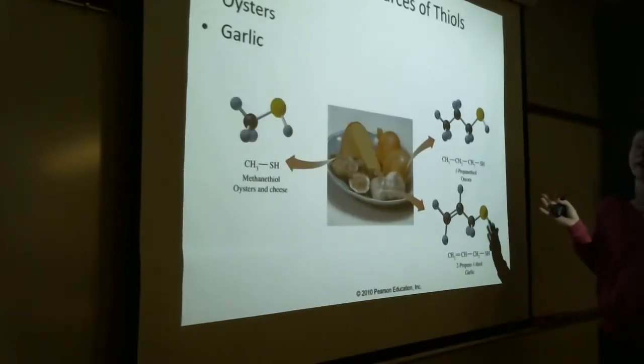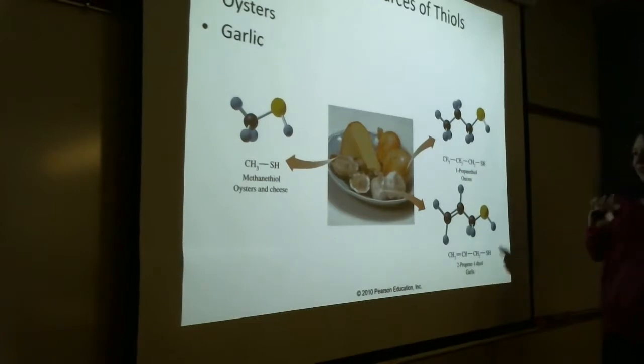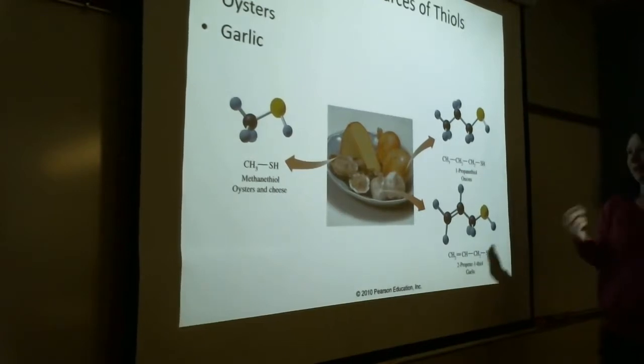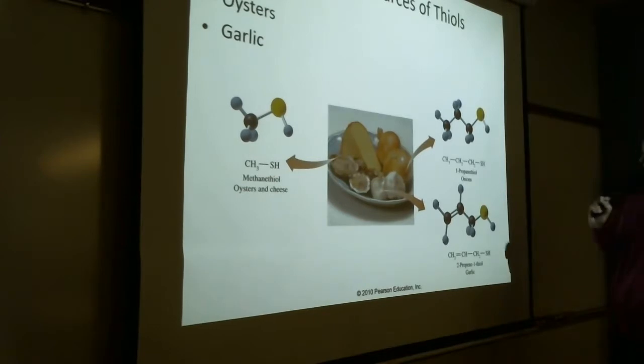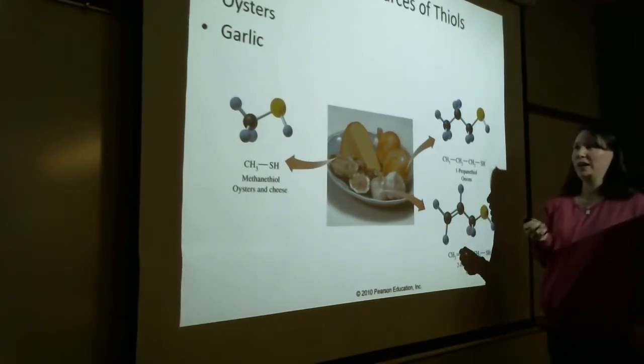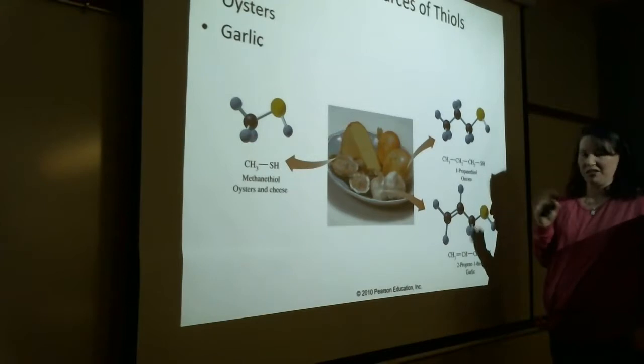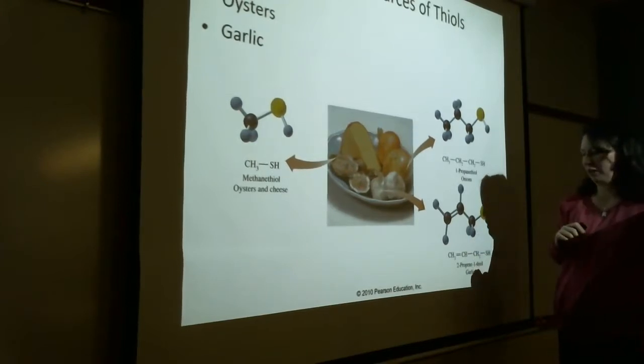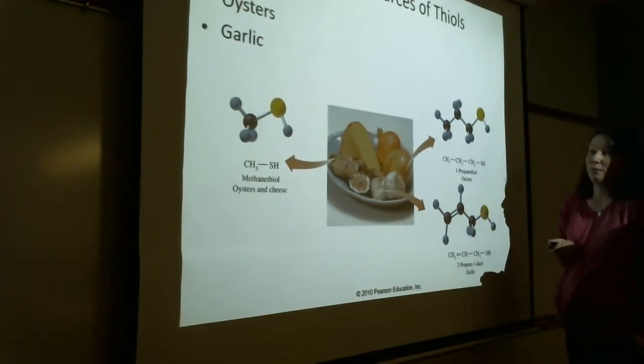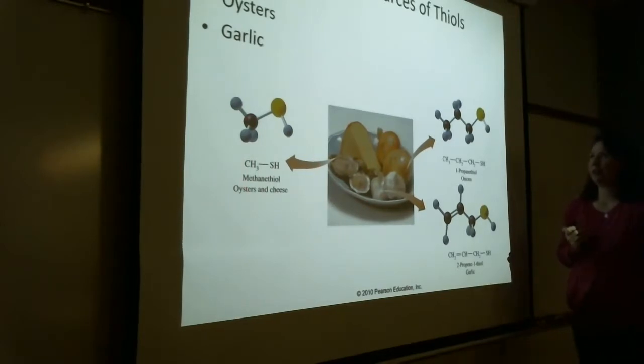In terms of thiols, they're smelly. Things that don't smell good a lot of times can be attributed to thiols. This is a figure from your textbook. Onions, oysters, garlic, those are all things that don't usually smell so great, and we can attribute a lot of their stinkiness to the thiols.